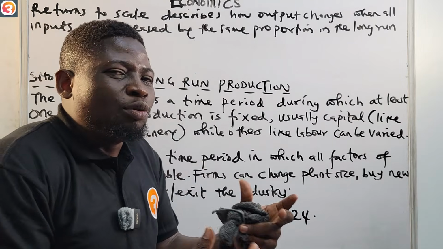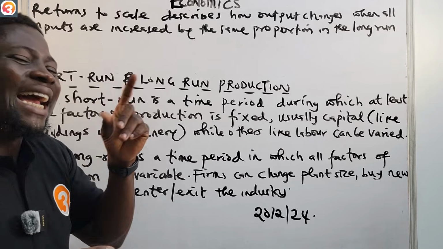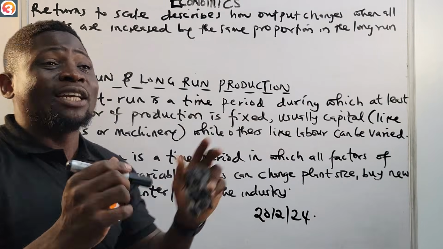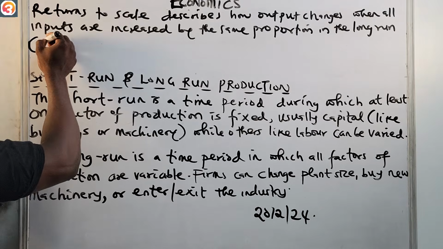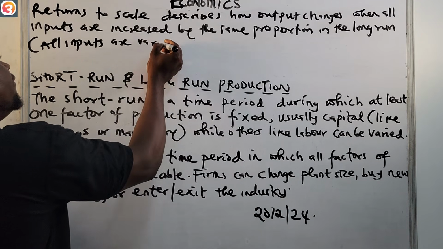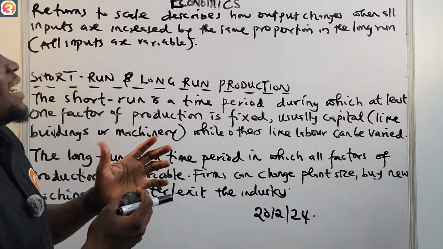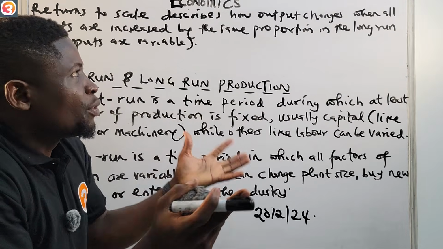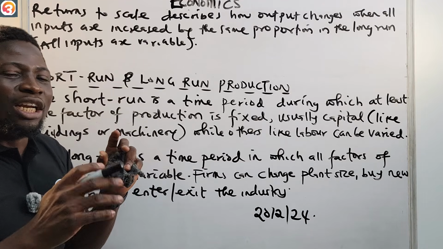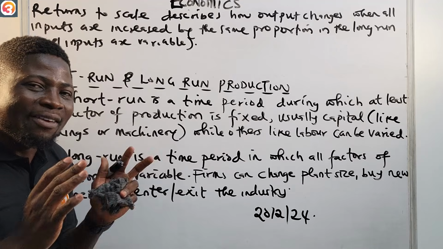So return to scale describes how the output of a production process changes when all inputs are increased by the same proportion in the long run. I know that in the long run, all inputs are variable. All right, so that is return to scale. It describes how output changes when all inputs are increased by the same proportion in the long run. And in the long run, remember that all inputs are variable.